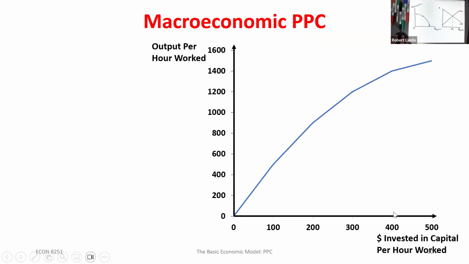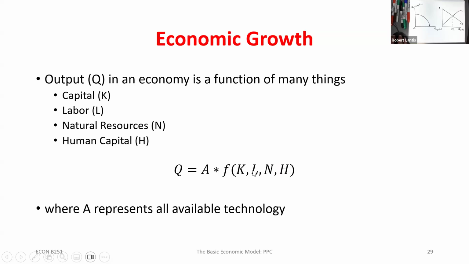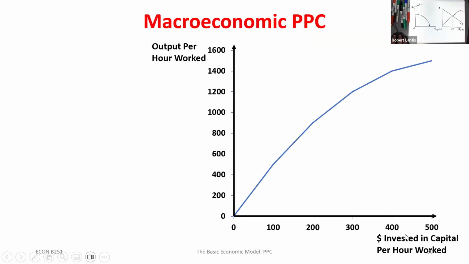So with this idea in mind, if I were to graph out output and my choice of one of these, right? So I'm going to focus on capital here. If I take the amount that I'm investing in capital, how much is that going to change the output I'm getting per hour worked? So the investment in capital per hour worked, and the output that I'm getting per hour worked.